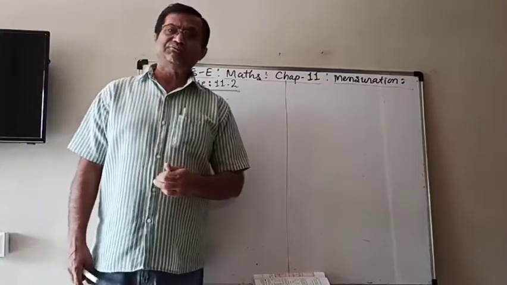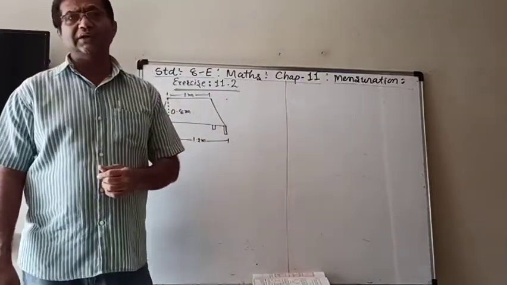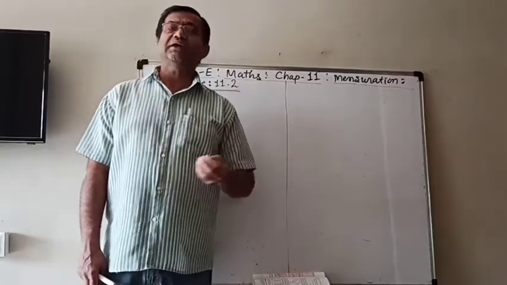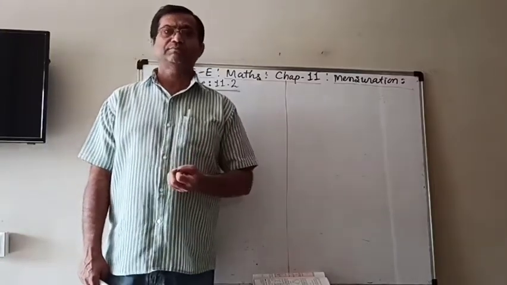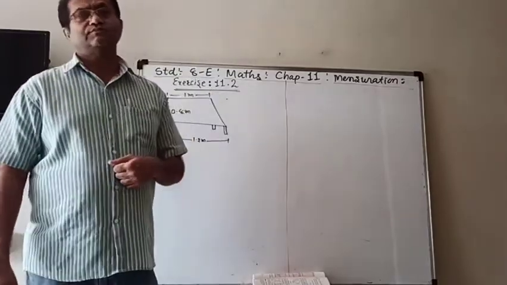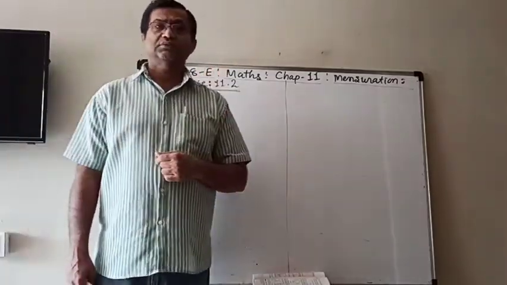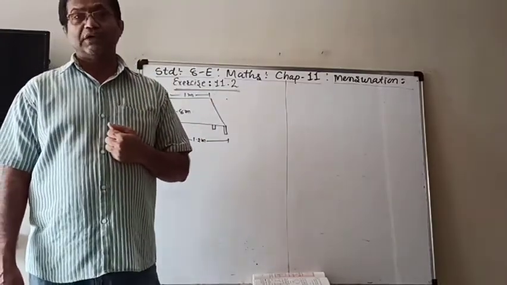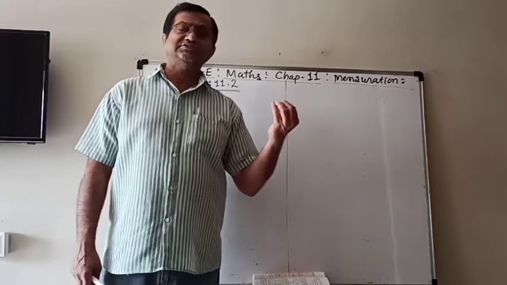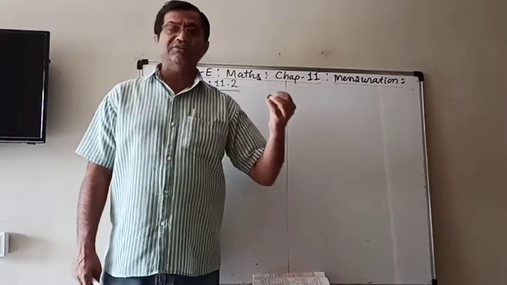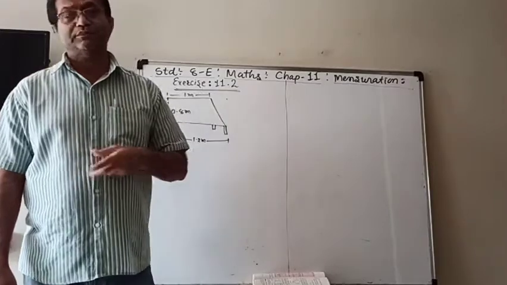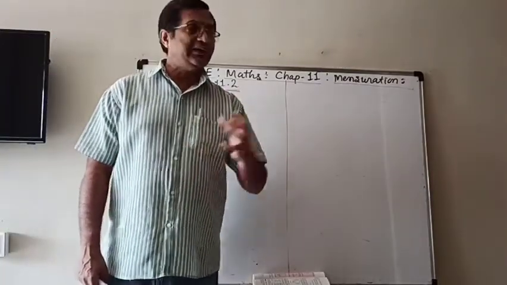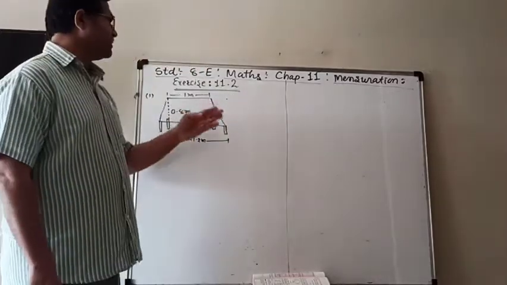In the last few sessions, we learned different formulas to find the areas of a trapezium, parallelogram, rhombus, and some other polygons also. We also found the formula to find the area of a general quadrilateral. Based on all the formulas that we learned, let us start Exercise 11.2.